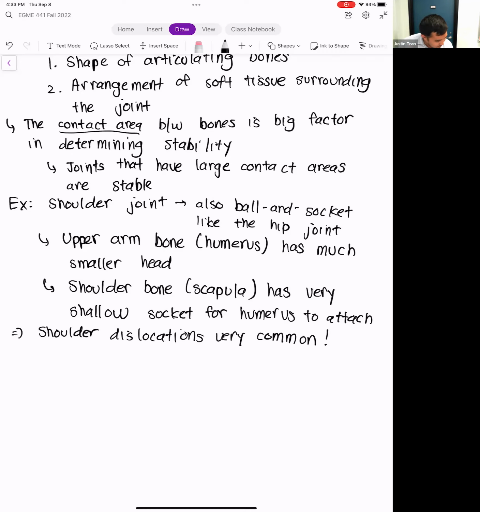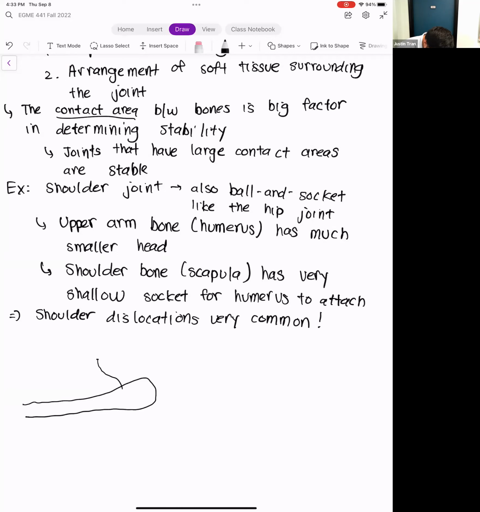So I can try to draw it. And so the head of your humerus kind of looks something like this. It doesn't form a very nice sphere like the femur does, but it does its best. Okay? And your scapula kind of looks like this. It doesn't actually form a deep socket, but it forms like a small divot. Right. And so there's a very shallow place for the humerus to kind of barely fit in there. And so you have very little contact area, which is why the shoulder joint is so unstable.